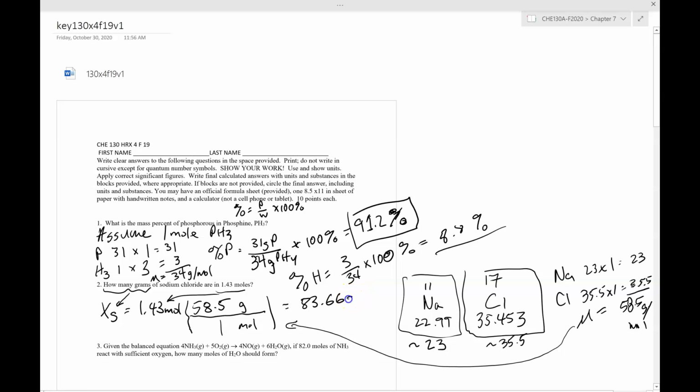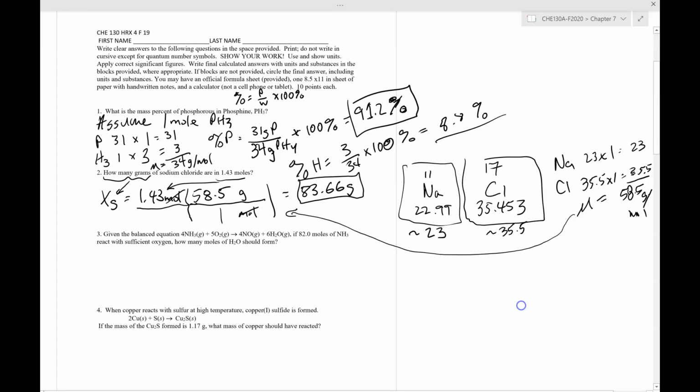Maybe 83.7 grams would be the appropriate answer there. That is our answer. And you can see that, remember, this line means divide. Moles divided by moles cancels out. We have units of grams left. All right, so that's a fairly simple gram to mole to gram conversion. A gram to mole conversion would be easy to imagine as well.